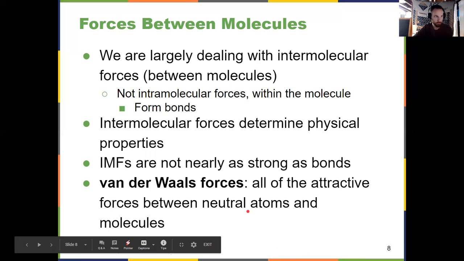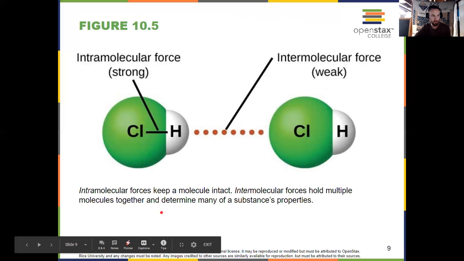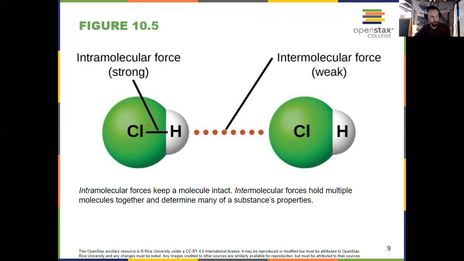So let's see what that looks like with an image, right? 2 neutral molecules of HCl here. Think about it as being in the gaseous state. An intramolecular force is a bond. Right? And those are much stronger than what we're talking about in chapter 10, which are intermolecular forces, or IMFs, which are weaker relative to bonds.